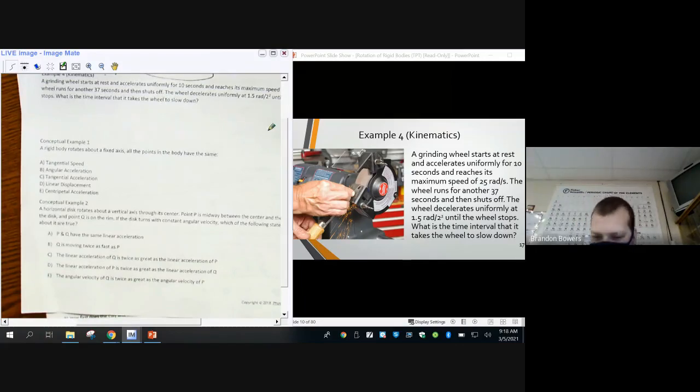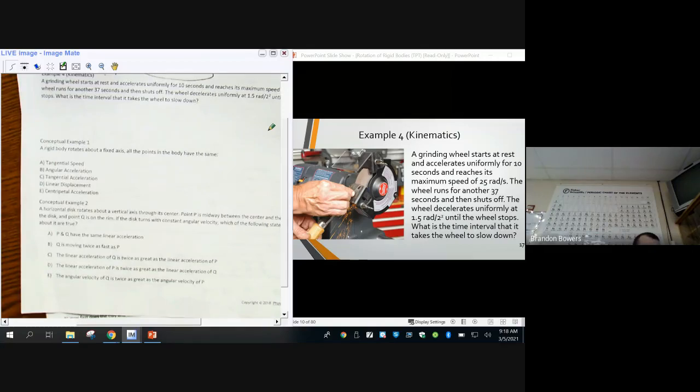A grinding wheel starts at rest, and accelerates uniformly for 10 seconds and reaches its maximum speed of 25 radians per second. The wheel runs for another 37 seconds and then shuts off. The wheel decelerates uniformly at 1.5 radians per second squared until the wheel stops. What is the time interval that it takes the wheel to slow down?